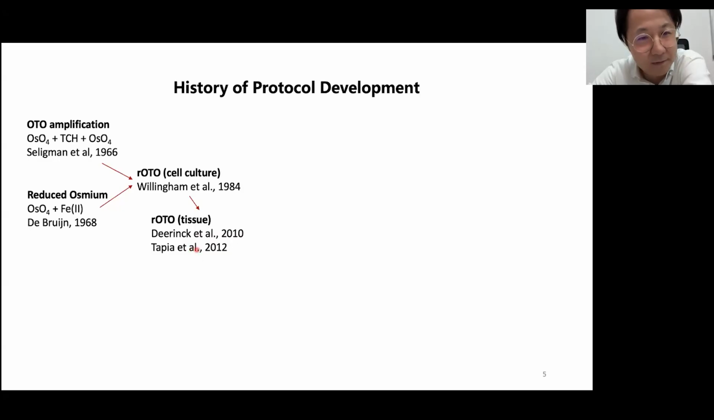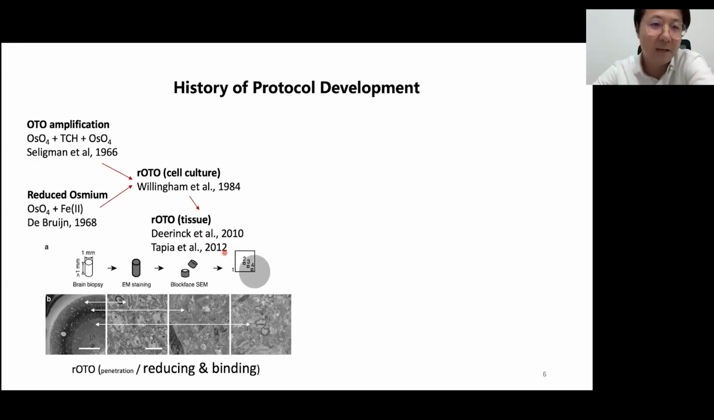And also around 2010 or 2012, it's the time volume EM became more popular, and more people paid attention to this technique because of connectomics. Actually, that's also the time when I joined the lab. I joined Moritz Helmstaedter's lab to do volume EM. Initially, I was quite naive. I thought, okay, use the protocol, we can do large samples.